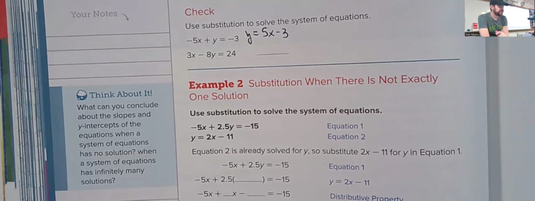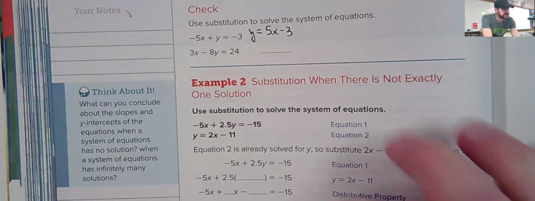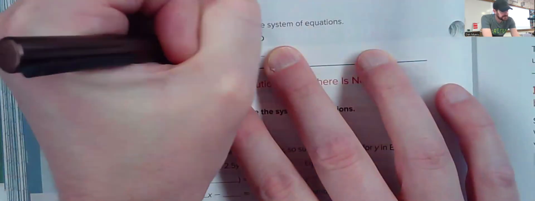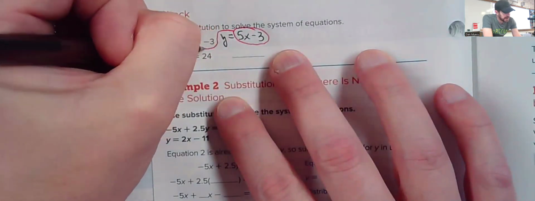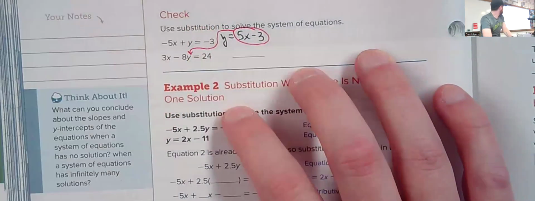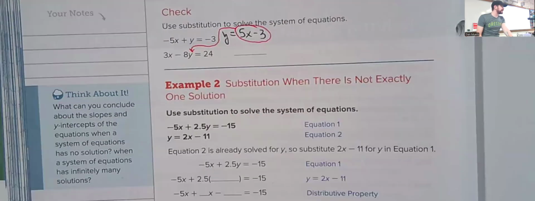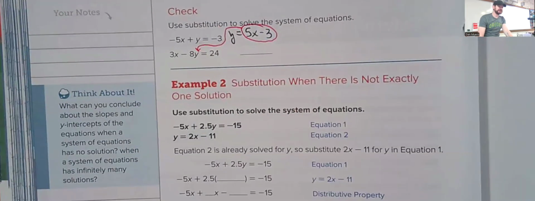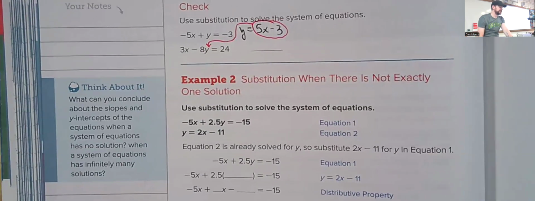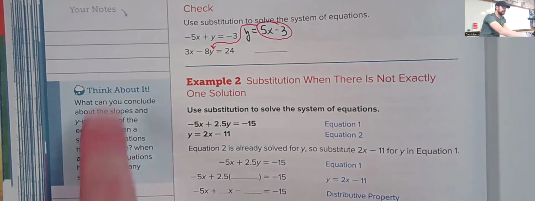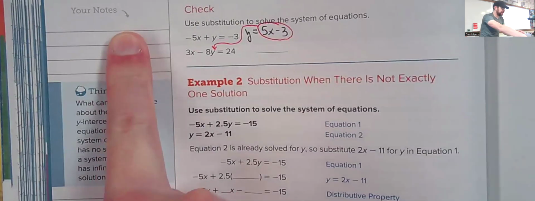So we take the value of y, which is equal to 5x minus 3, and we are going to substitute that in for y in the second equation. Now, in the first problem, we substituted in for x because we were able to get x by itself very easily. Here, we're substituting in for y because we're able to get y by itself very easily. So I'm just going to use the margin over here. I think we'll have enough room.